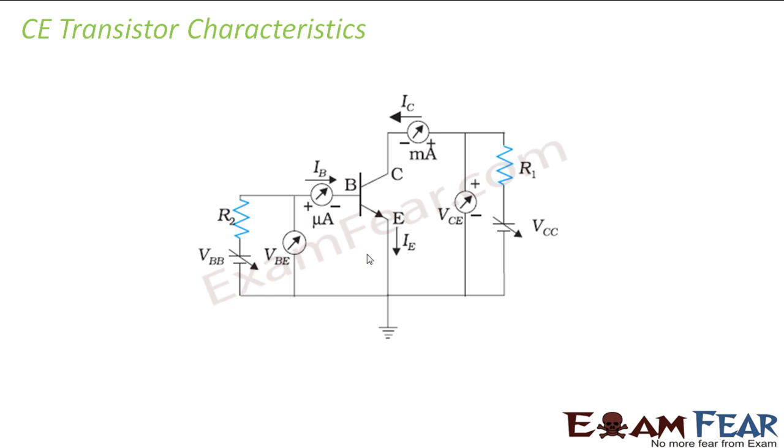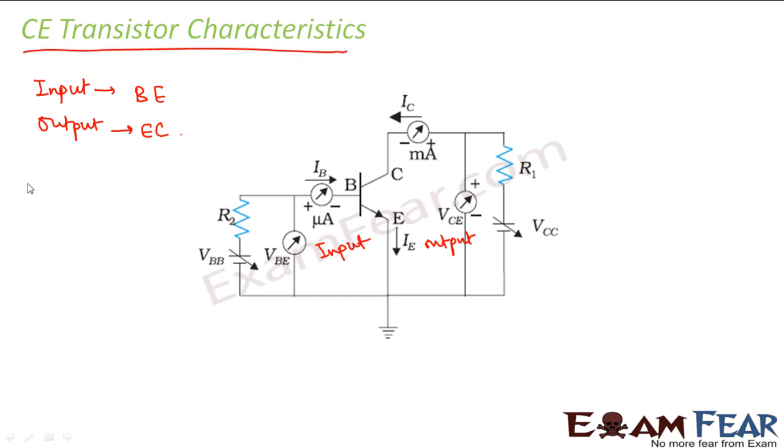So here we will see where my input circuit is. When I talk about input, input is applied here. So this is my input circuit. This base-emitter forms the input circuit. When I talk about the output circuit, the emitter-collector forms the output circuit. Now, in order to know the transistor characteristics, we will separately study the input characteristics as well as the output characteristics. In order to study the input characteristics, we will focus only on the input circuit.